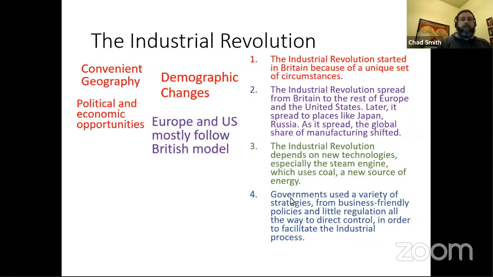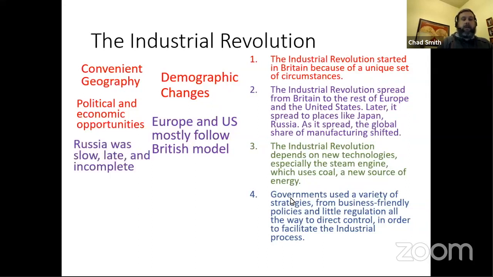The Industrial Revolution spread from Britain to the rest of Europe and the United States. Later, it spread to places like Japan and Russia. As it spread, the global share of manufacturing shifted. We talked about how Europe and the US followed the British model, and where they had government made opportunities without directly controlling the industrial process.